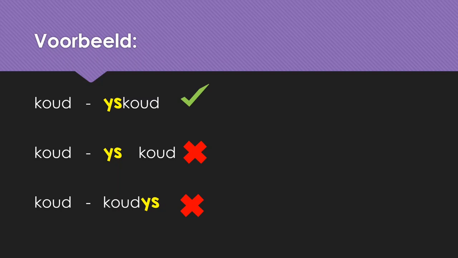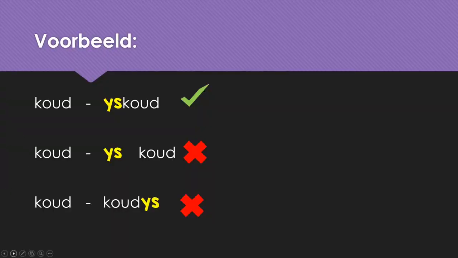Ijskoud is die intensiewe vorm van koud. Here you have an example of an intensive form for koud in Afrikaans. Please note, it is not spelled as two separate words. And also, the ice, the intensive form part, is in front of the word. These are two common mistakes I've seen in previous years.